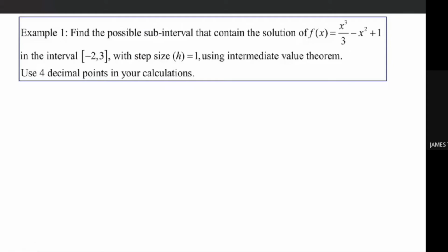Let's look at example 1. Find the possible subinterval that contains the solution of f(x) in the interval [-2, 3] with step size h equal to 1 using the intermediate value theorem. Use 4 decimal points in your calculation. Let's do it in a table: x, f(x), and then the sign of f(x).